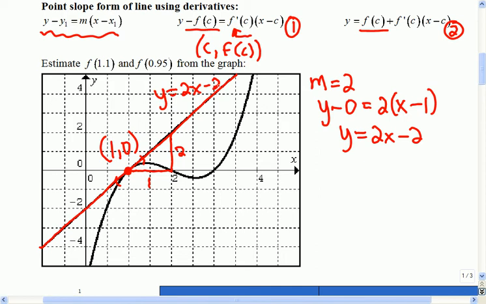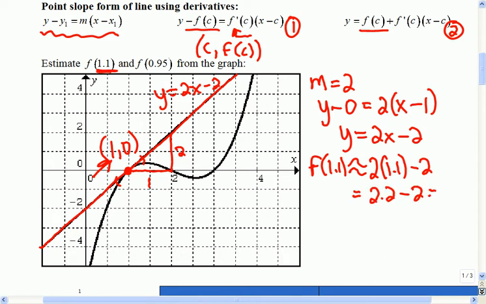And notice I haven't actually given you the equation for that graph. But I can still use this line now to approximate the values of it. So for example, at 1.1, that's pretty close to the value 1, so I would expect it to be fairly accurate. If I wanted to estimate f of 1.1, I'm going to use the line. So I'll put in 1.1, and I get 2.2 minus 2. So I would estimate it to be about 0.2.